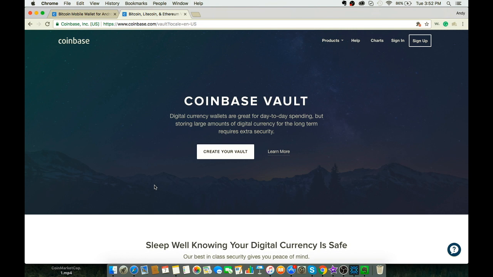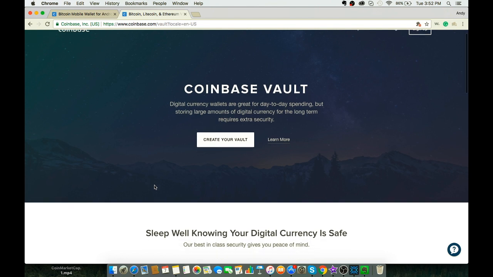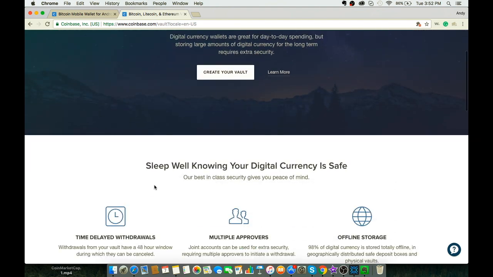Another feature within Coinbase is called Coinbase Vault. This is an extremely secure wallet. It's another layer of security, and it's kind of like if you imagine a vault in a bank that's extra secure. They have all types of cameras, people, and things to get through to access a vault in a bank. Similar here digitally through Coinbase.